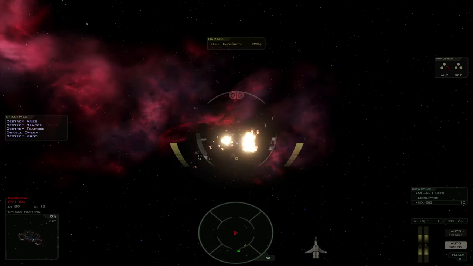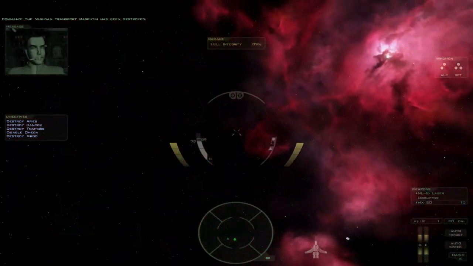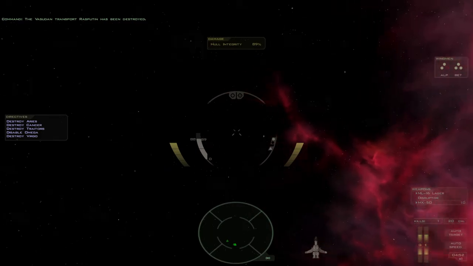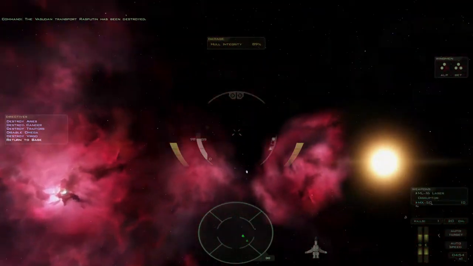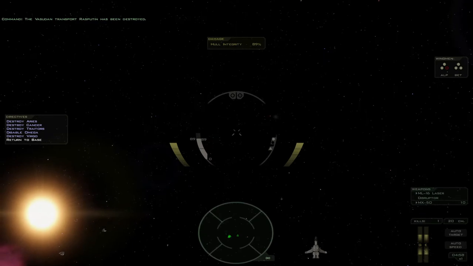Come on now. Boom. There we go. The Vasudan transport Rasputin has been destroyed. Now what? Return to base. All right, hey! We did it!